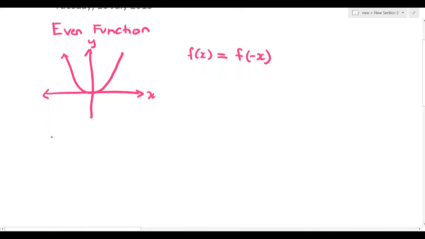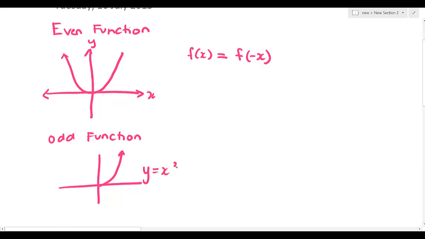So odd functions. Odd functions are functions which look like they've been rotated 180 degrees about the origin. So this is y equals x cubed. If I move this part of the graph 180 degrees, the other part of the graph would look like that. So we call this an odd function. It is rotated 180 degrees about the origin, and odd functions are defined as f of negative x equal to the negative of f(x).